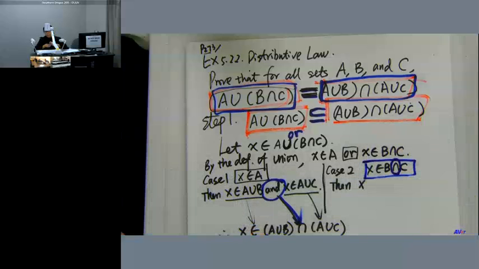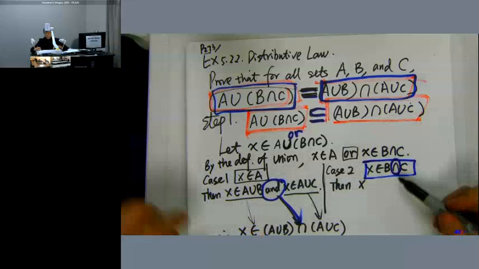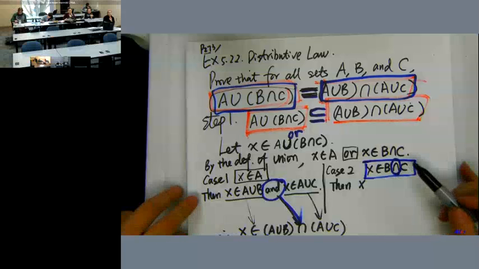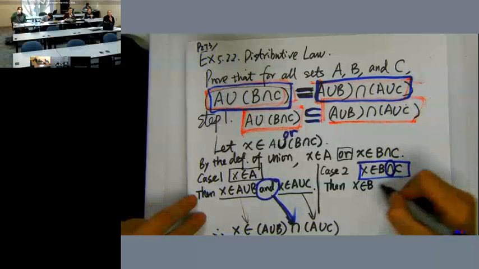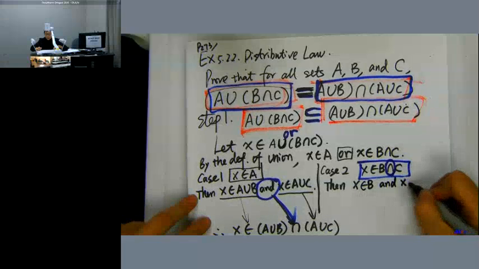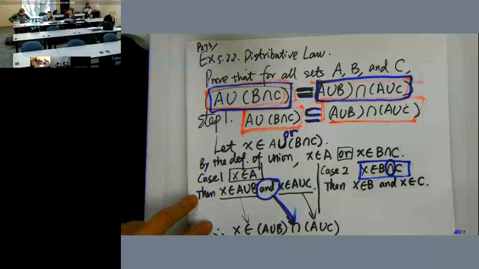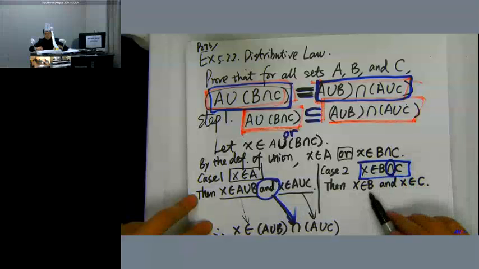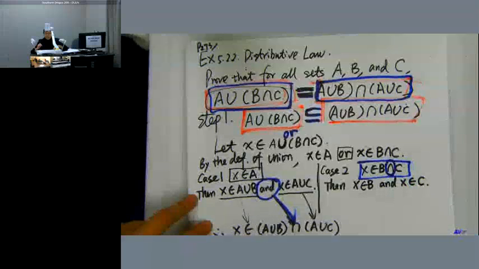What does this mean? Change that to and. X belongs to B and X belongs to C. Very good. Does everybody understand this? That's the definition of intersection. If X is in an intersection, X is in both of them. X is in B and X is in C.